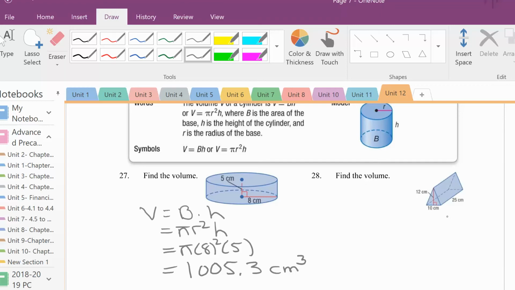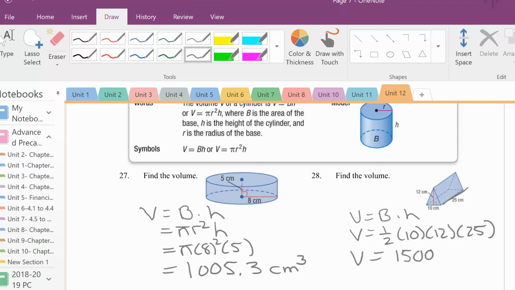So to find the volume of this prism here, triangular prism, we have to find the area of the base times the height. Well, the area of the base is a triangle. It's 1/2 times 10 times 12 times 25, which is the height of the prism. So when you multiply that out, you get 1,500 cubic centimeters.